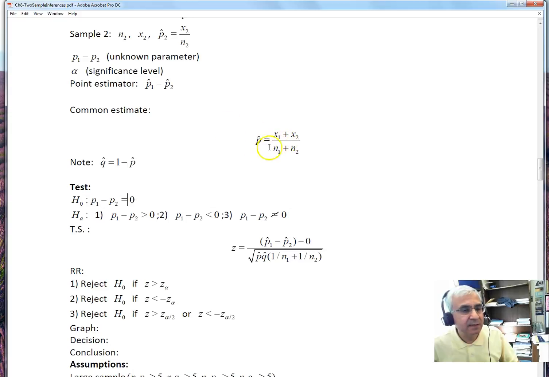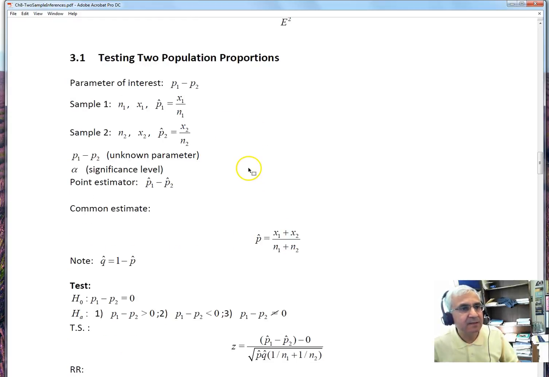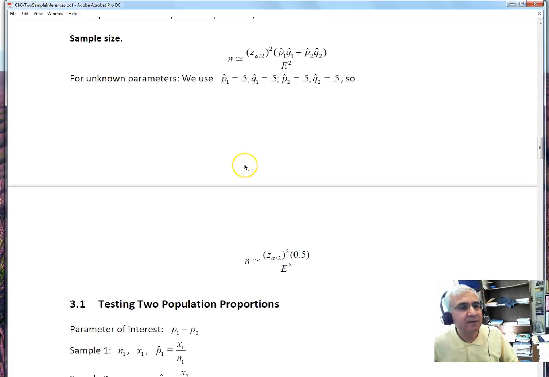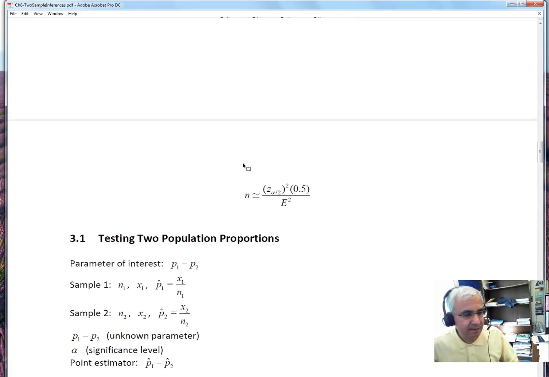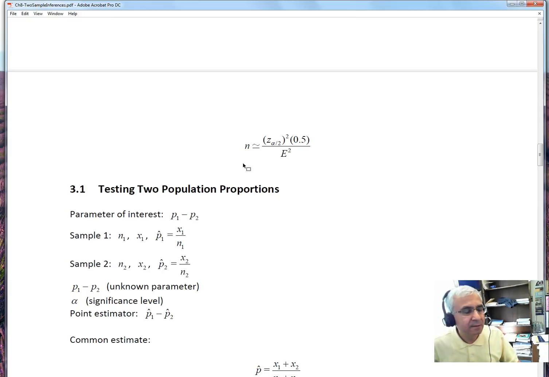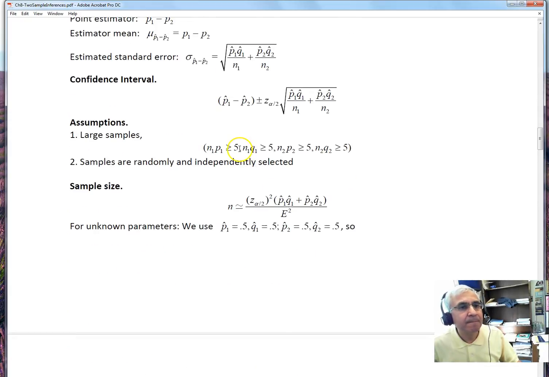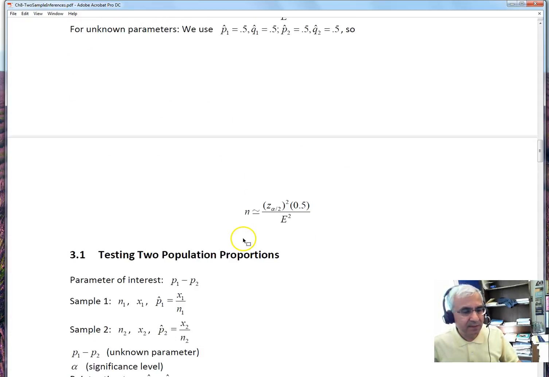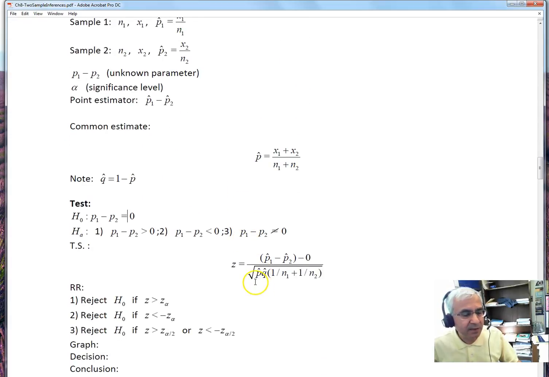But since I use my common estimator, my standard error here would be, if we go back here, it's this one here, P1 hat, Q1 hat, P2 hat, Q2 hat. If I have a common estimator, I'll use P hat Q hat here, so I can pull that outside. And that's what gives me this value here. If you remember, this is P hat, Q hat, 1 over N1 plus 1 over N2, and I want the square root of that.